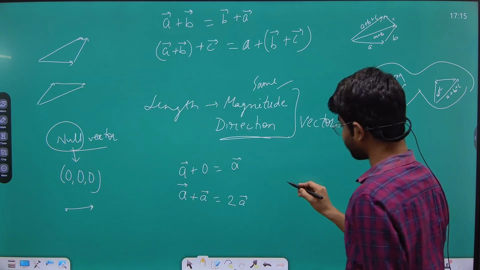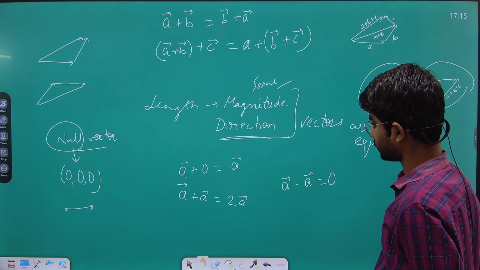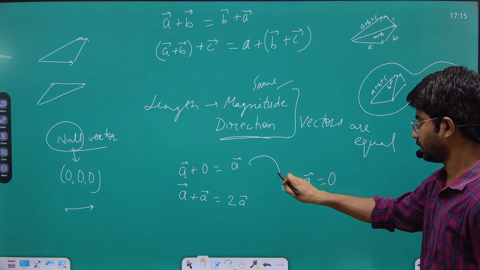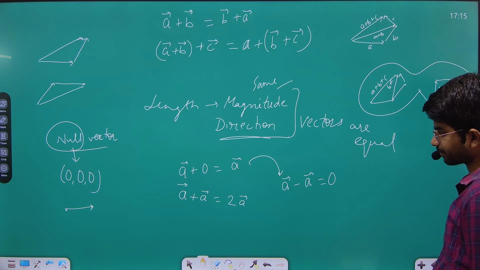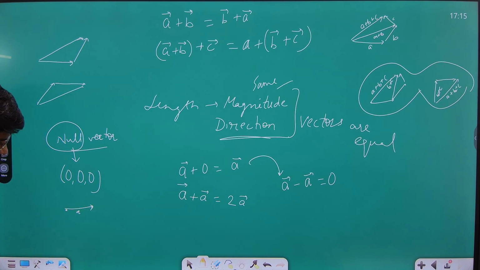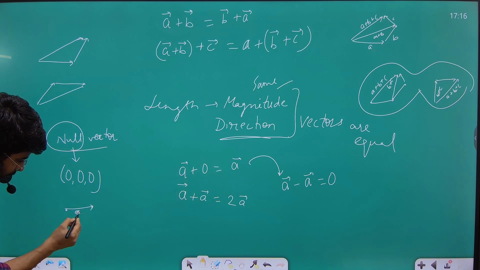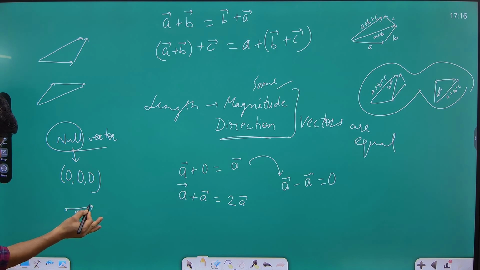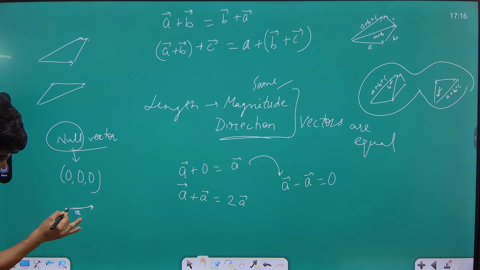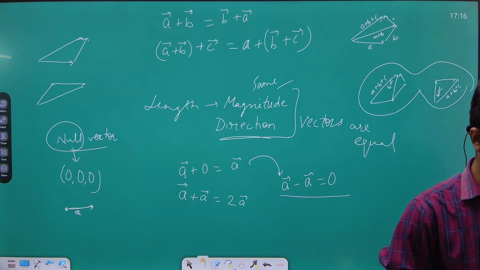If you subtract the same vector, then you will get a null vector. How? If you use this operation, you can end up here. Suppose this is your vector A. If you want to subtract A, that means you have to go opposite. You start from here and end up here. So your resultant is 0, that means null. So vector A minus vector A itself is a null vector.